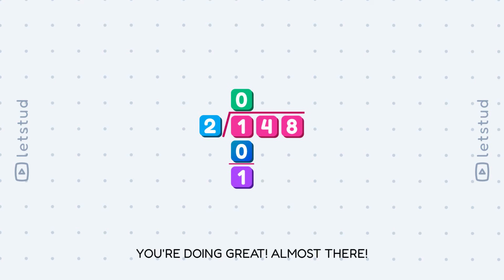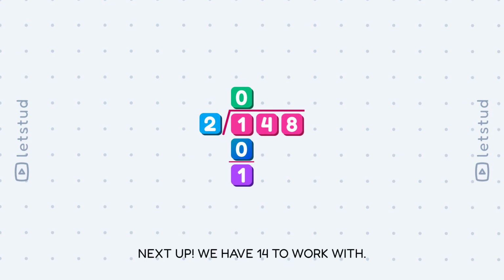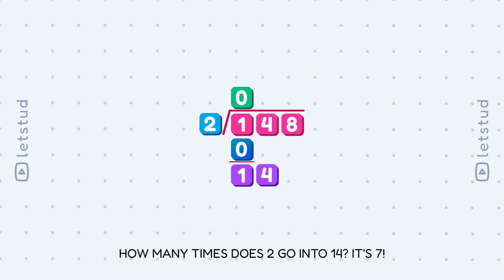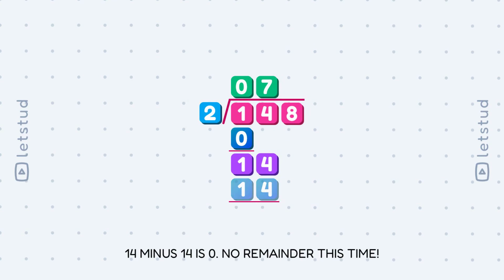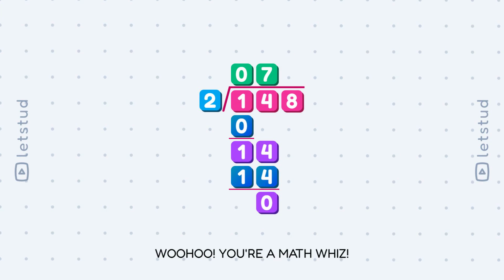You're doing great, almost there. Now let's bring down the next digit 4 to join our remainder. Next up, we have 14 to work with. We bring down the 4 from 148, making our number 14. How many times does 2 go into 14? It's 7. Let's check. 7 times 2 is 14. Perfect. 14 minus 14 is 0. No remainder this time. Woohoo, you're a math whiz.